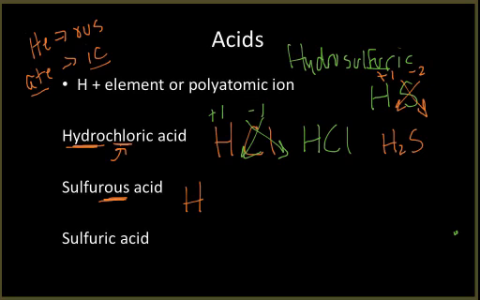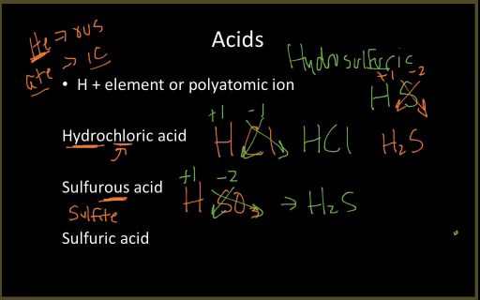So if this becomes sulfurous, that means the polyatomic was sulfite. So sulfite, if you look on your chart, if you need to, is SO3. Again, we're going to look up our charges. H is a +1, sulfite is a -2. We're going to crisscross them. So this is H2SO3.